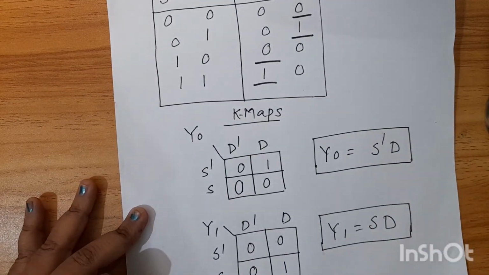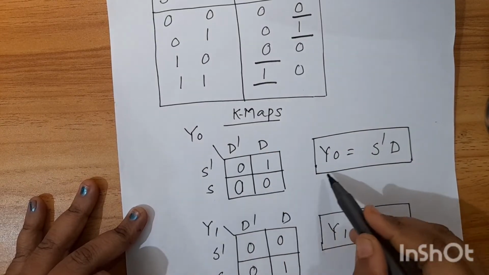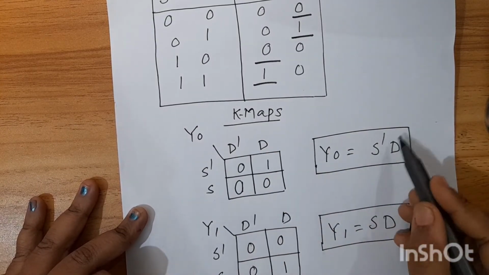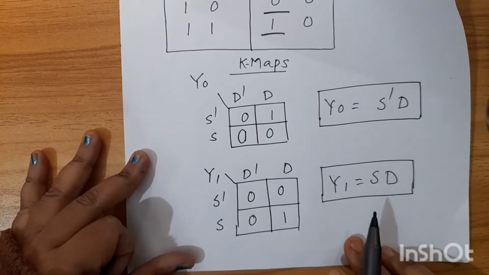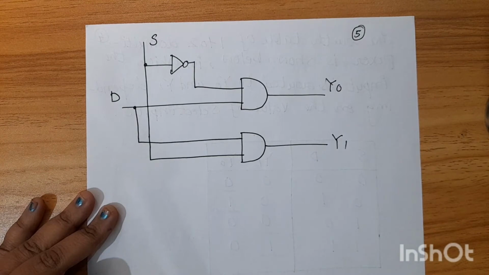Now here we are making the K-map of Y0 and Y1. You see S, D, 0 1, 0 0. Y0 is coming as S' D and Y1 is coming as S D. That is the circuit of the 1 to 2 demultiplexer.